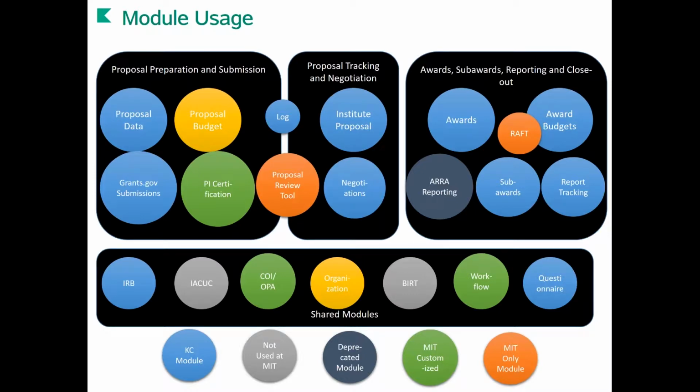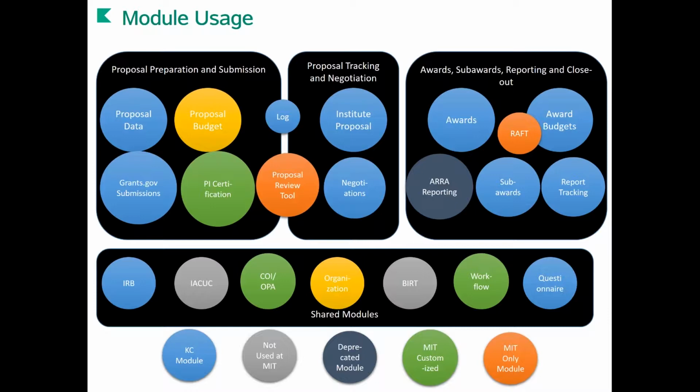And then we also had MIT only things. The proposal review tool in that orange circle, or over in the award, the orange raft thing. That was our research forecasting tool. So we sort of color coded and said, all right, which of these things are pretty much blue out of the box are probably going to be okay. We just need to do some good testing.